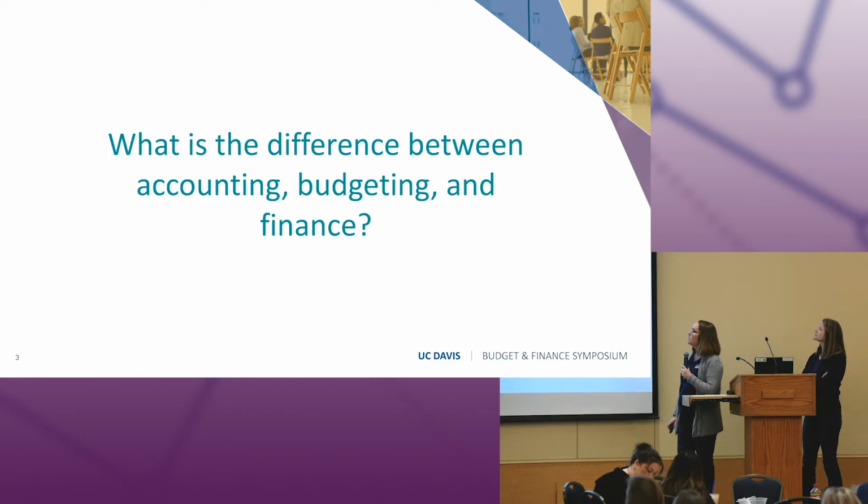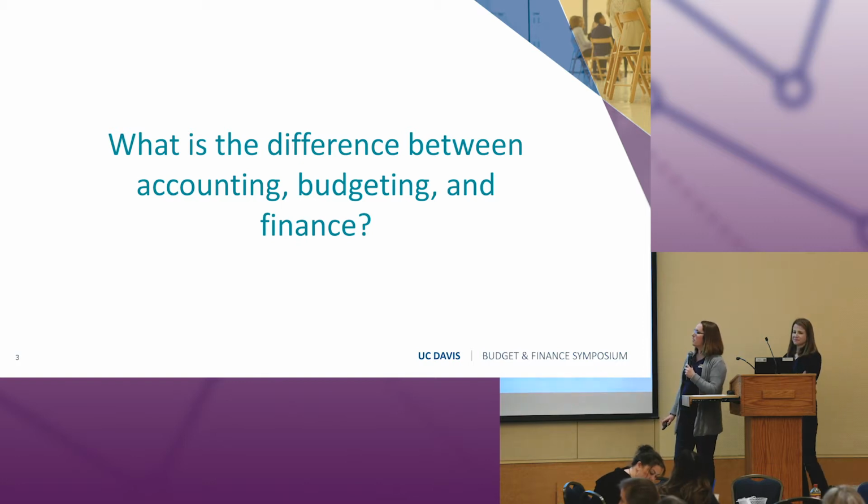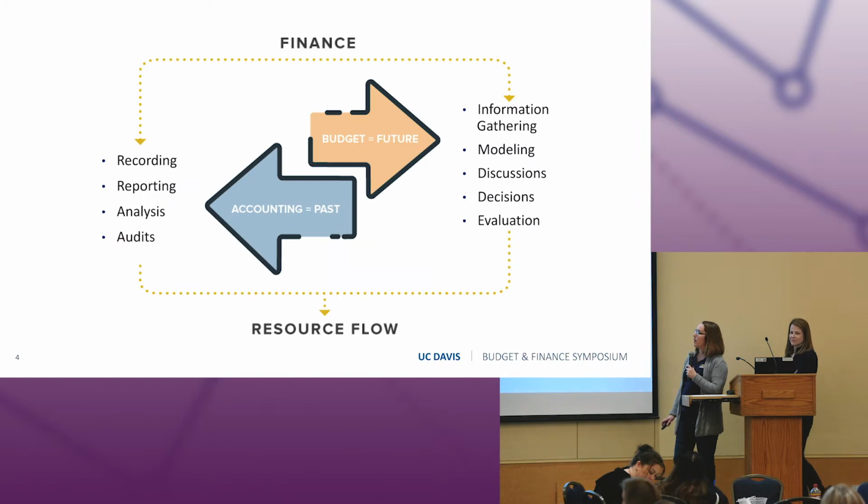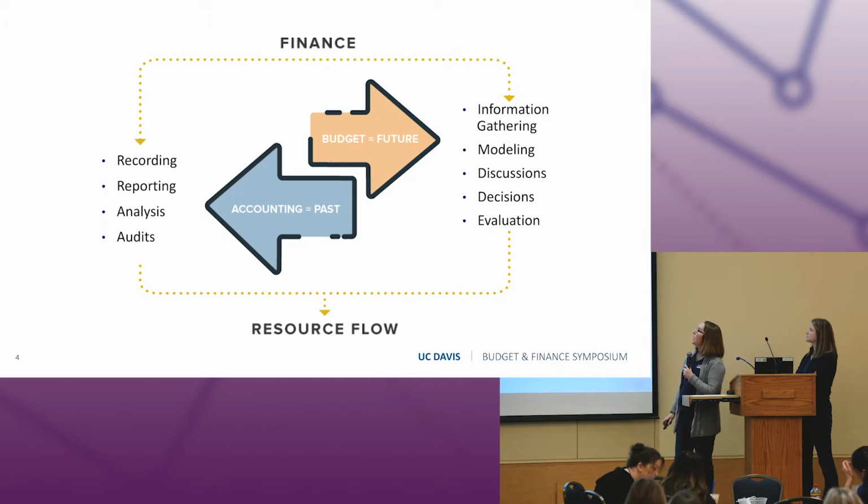And we're going to start out by talking about what is the difference between accounting, budgeting, and finance. And we have this slide where we talk about how budget is the future, we're planning ahead, and accounting is the past, right? So actuals versus plans. We are doing all the stuff we just talked about, the whole budget cycle process. That's how you get to your budget. And on the accounting, you're talking about recording, reporting, analysis, and audits, what folks on the finance team talked about a lot yesterday. Finances encompass both of them and how our funds flow and really understanding your resources and the resource flow.